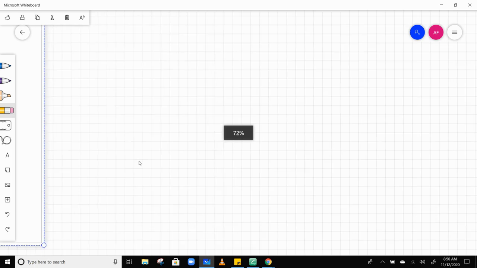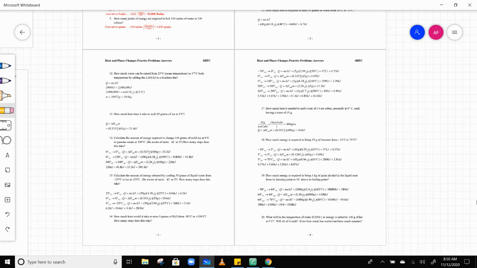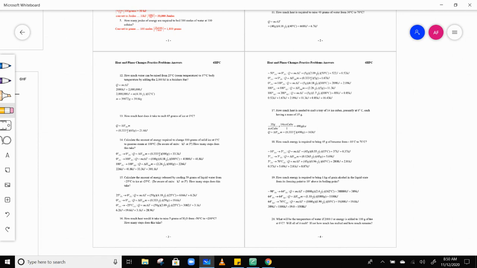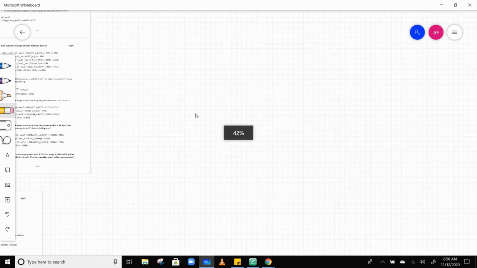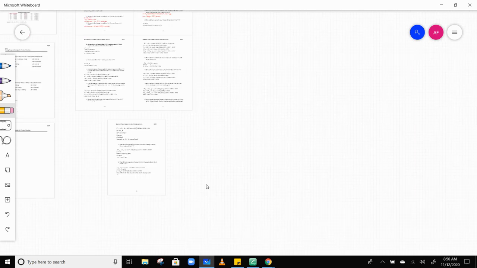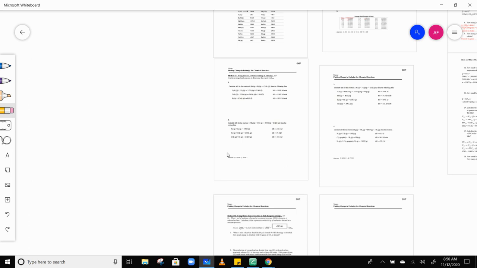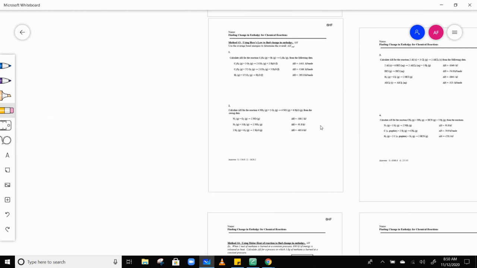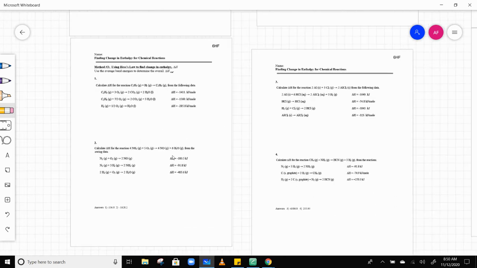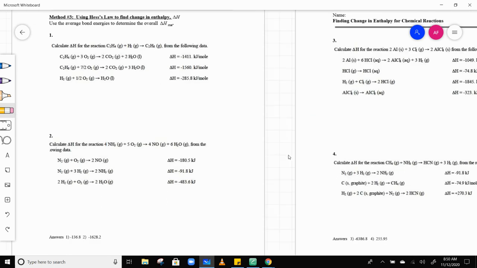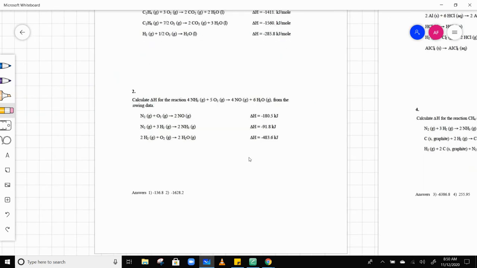Come on. What's going on here? Oh, I moved it over. Hold on. Okay. Sorry, my computer's lagging a little bit here. It's working too hard.